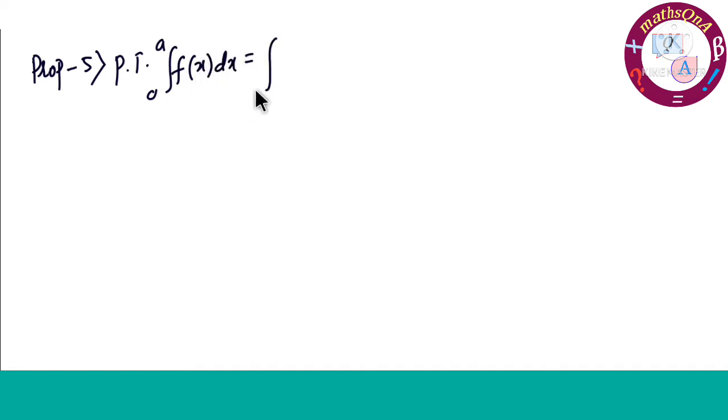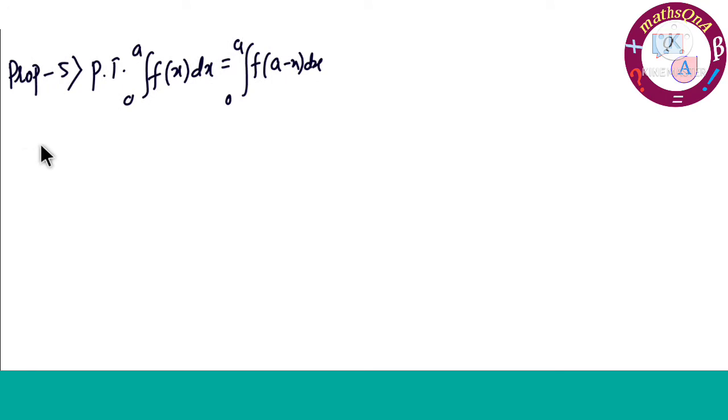Property number 5. Prove that integration of 0 to a f of x dx is equal to integration of 0 to a f of a minus x into dx.